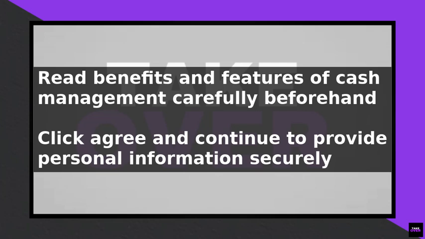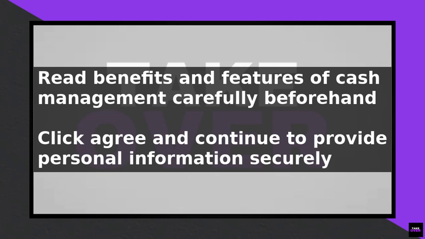You will then be asked to provide some personal and financial information to verify your identity and eligibility for the program. This may include your social security number, date of birth, and employment status. Fill out the form accurately and click Submit.